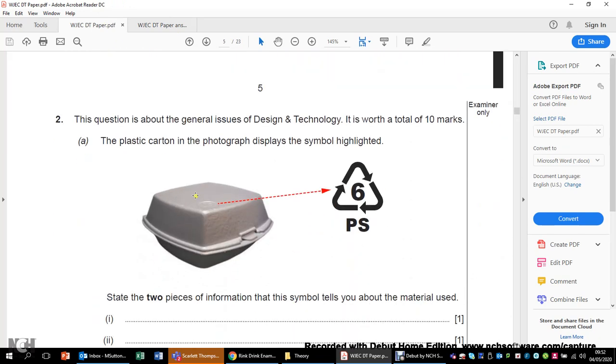Now, if we come down from that one, question number 2. This question is about the general issue of design and technology. It is worth a total of 10 marks. And it starts off here with this plastic carton in the photograph displays the symbol highlighted.